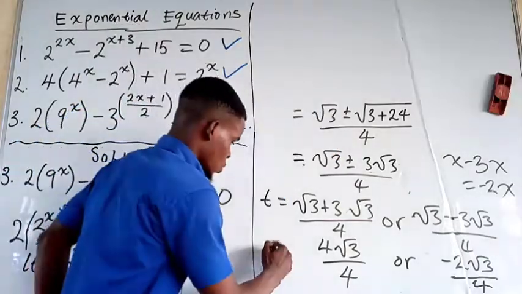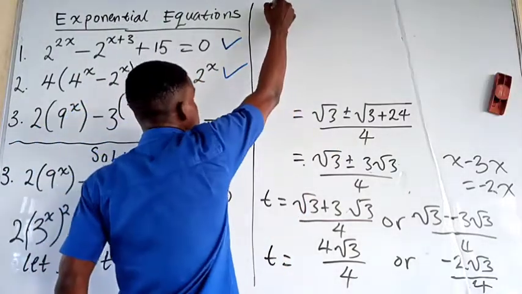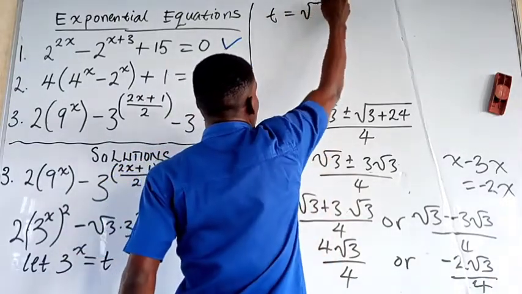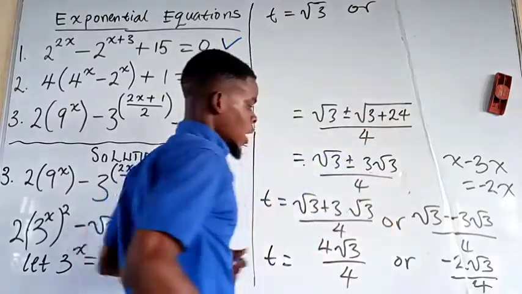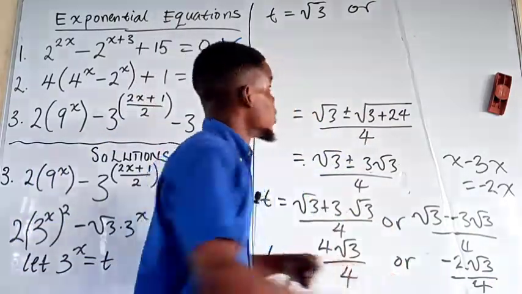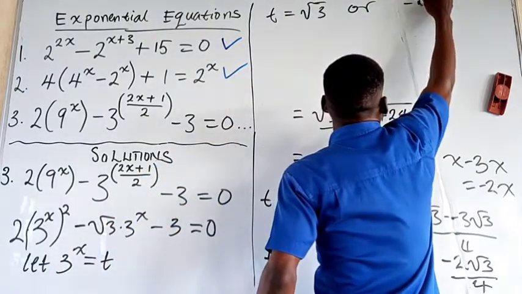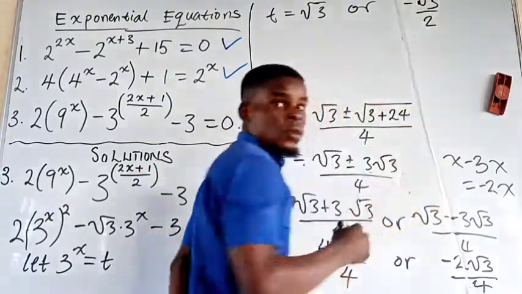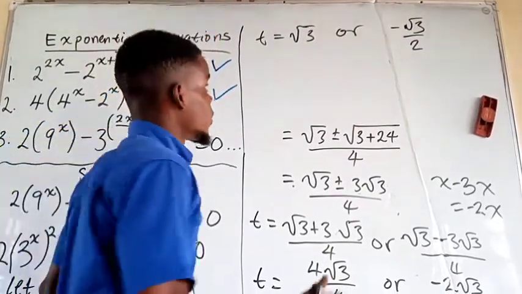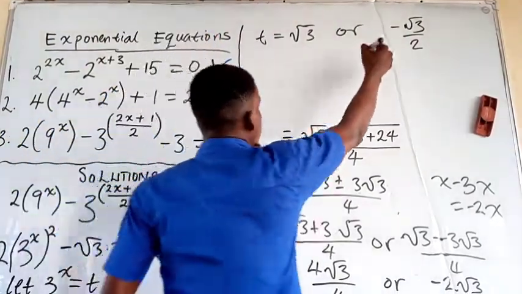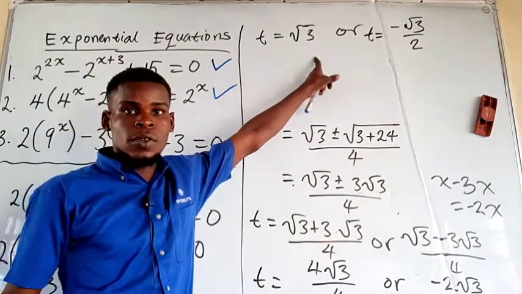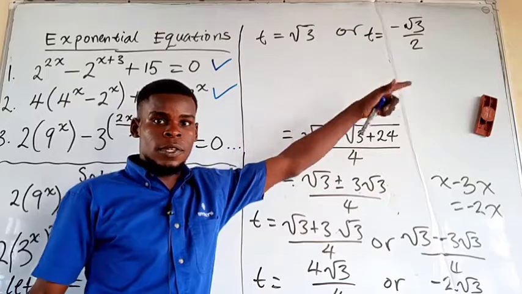Okay, so we will end up with t is, here we just have root 3, or, now, when we divide this with that, we are going to have negative root 3 over 2, right? Okay, great. Now, t is equal to root 3 or t is equal to negative root 3 over 2.